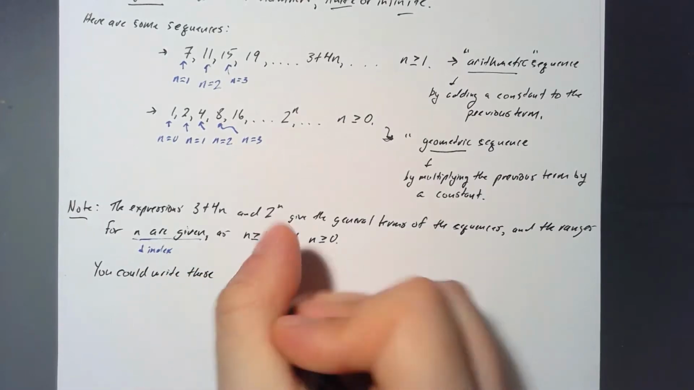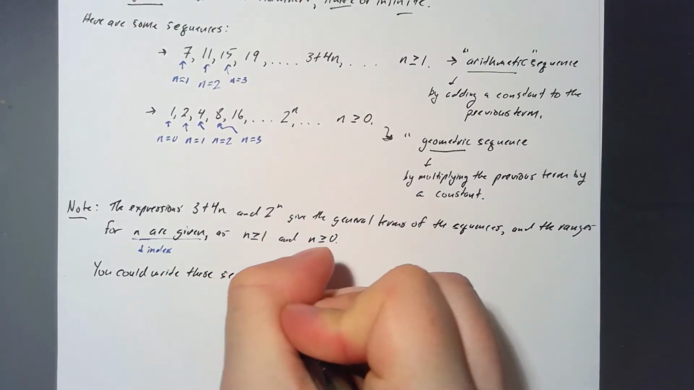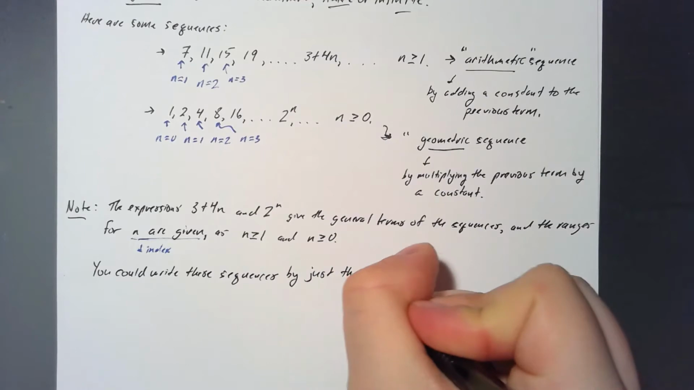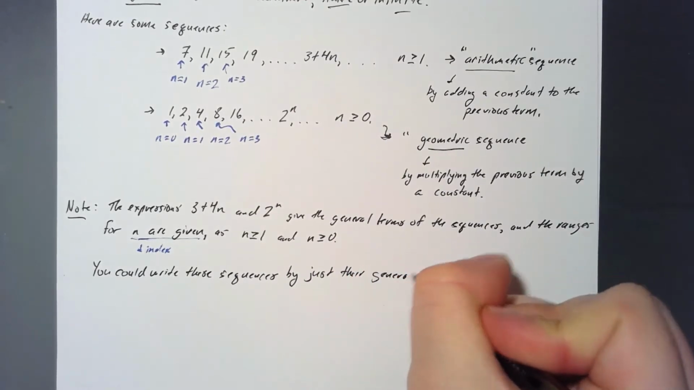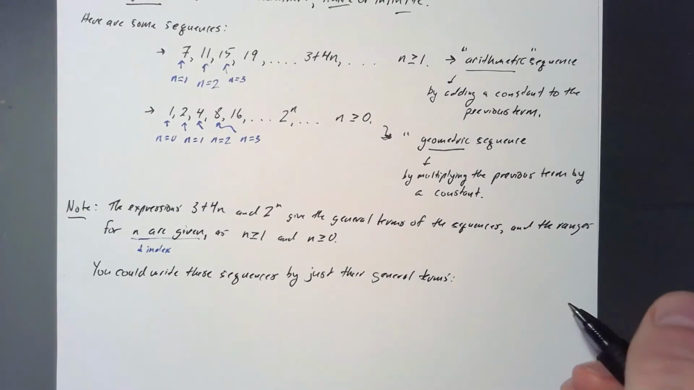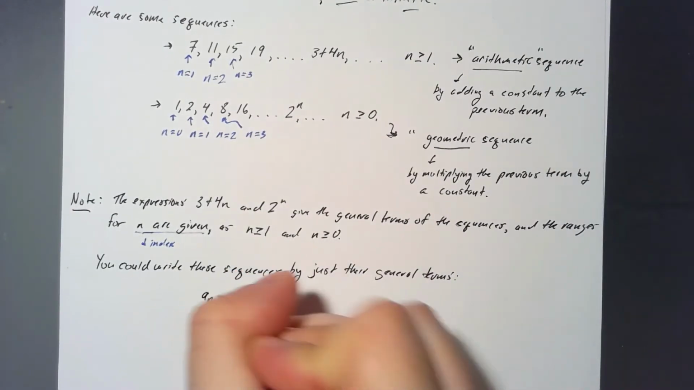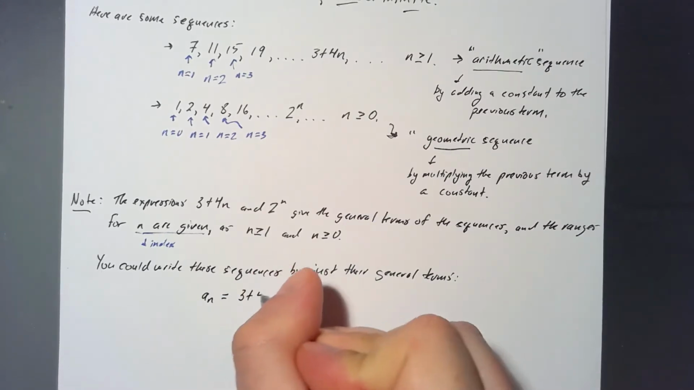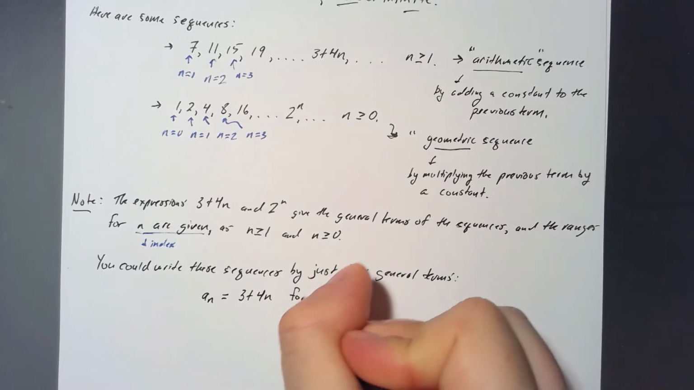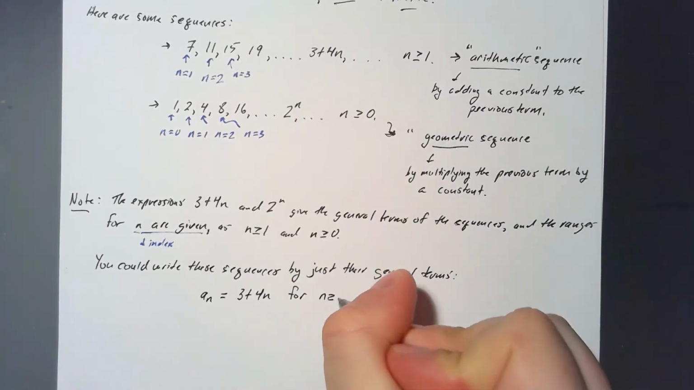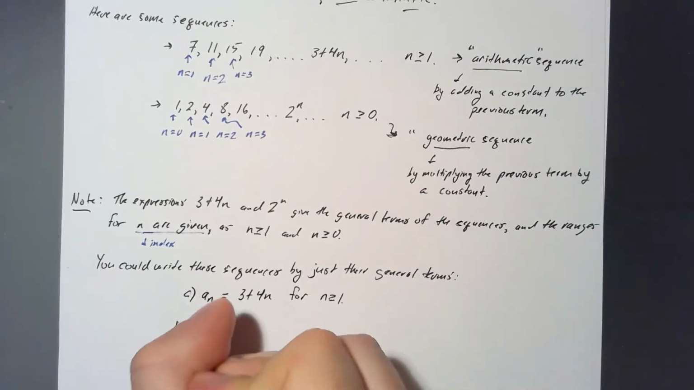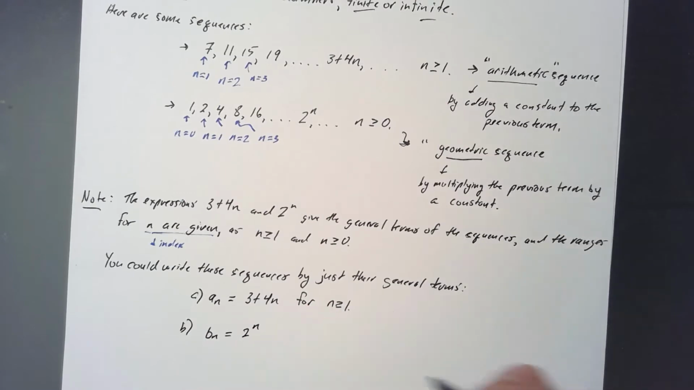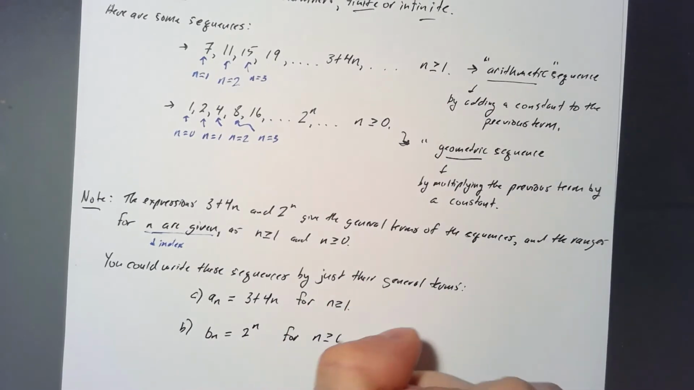You could write these sequences by just their general terms. For example, this is the first sequence. I'm going to let it equal a sub n, which is 3 plus 4n, for n is greater than or equal to 1. That's one sequence. And then another sequence I could do is b sub n equals 2 to the n, for n is greater than or equal to 0.